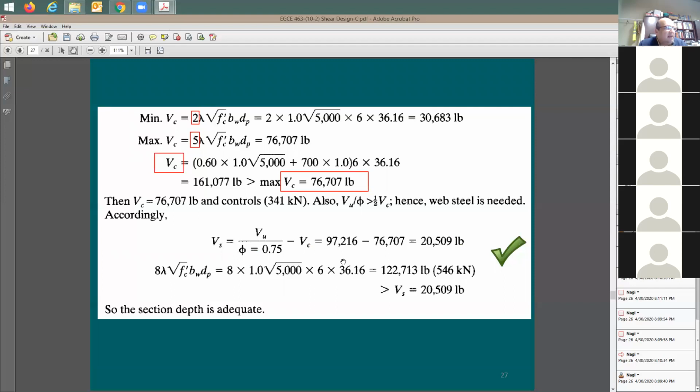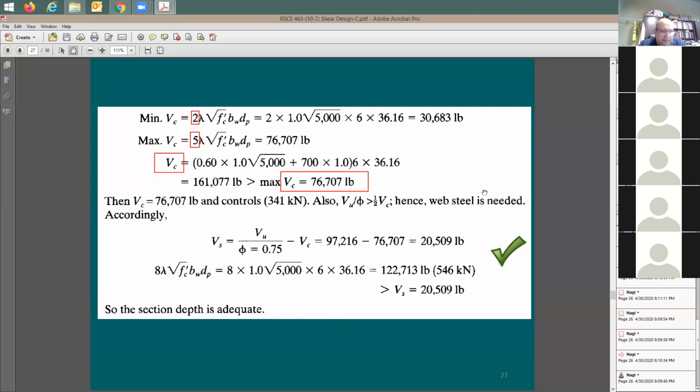Now compared to the demand, how much is the demand? Do you need any steel? Answer is yes. Here is V sub U. Yes, I need some steel. So what you need to do is provide some steel for the ties, and this is going to be very similar to any conventional beam.